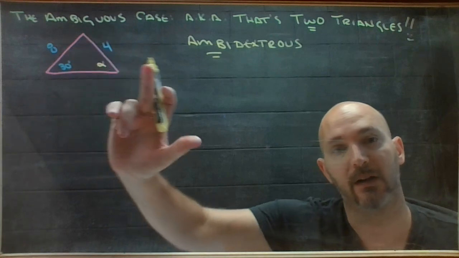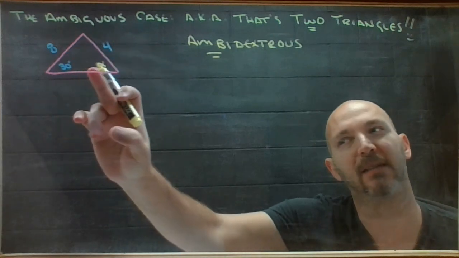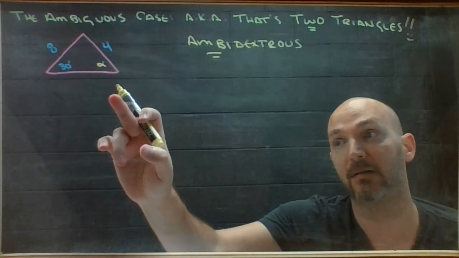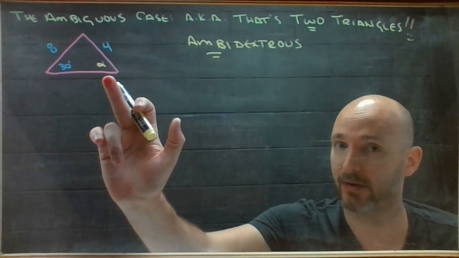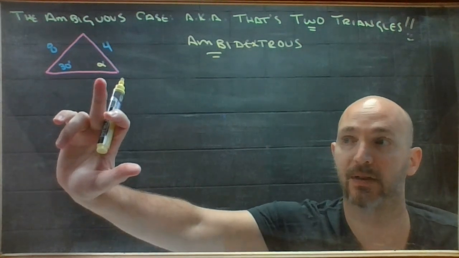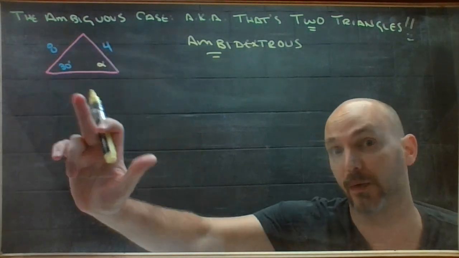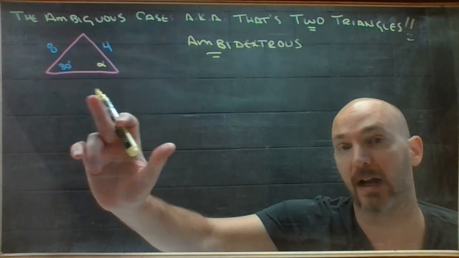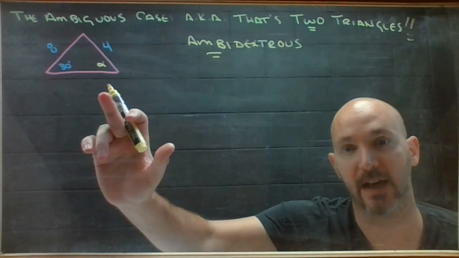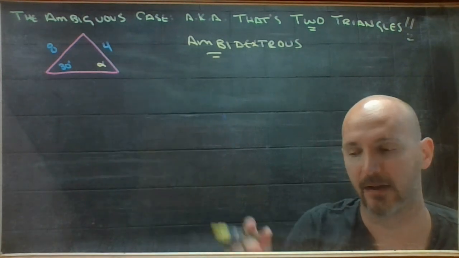So this word here, ambiguous case, means that this triangle could be a triangle with an acute angle here or a triangle with an obtuse angle here. And this setup is both. So you're going to have to hunt to make sure you can narrow down which one it is.